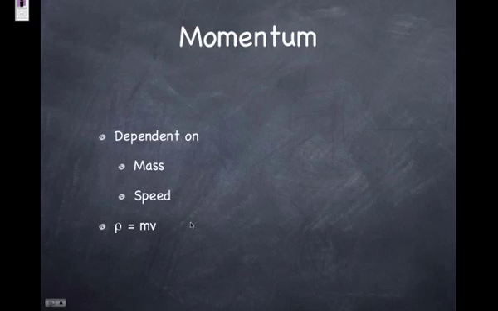That P thing is actually called rho. Rho equals mv, mass times velocity.